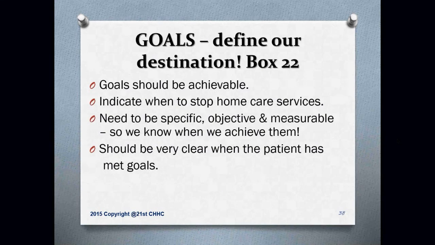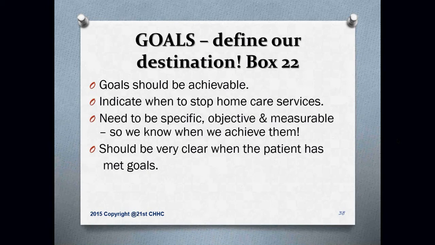Box 21 talks about the goals. Again, remembering your goals should be achievable based on the patient and what's real for the patient. It also indicates when those goals, once documented, are going to make a decision that home care services can be ended. And again, that's what Medicare wants to see, that the patient's going to get better, or at least get back to independence, or be transitioned to an outpatient setting so that you can discharge them from home care.